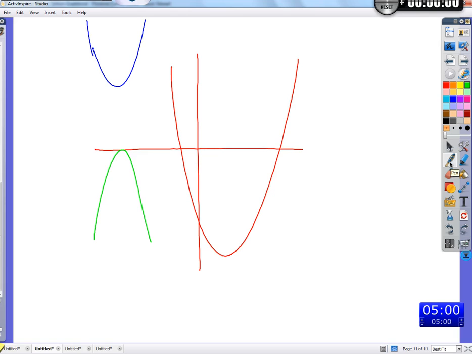Here's the important thing. What would all x-intercepts have in common? They're on the x-axis. Y is equal to 0, right? By definition, if you're on the x-axis, then y would have to be equal to 0. I don't know what these x values are, but I do know that the y value has to be 0.